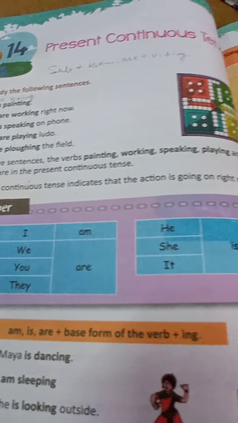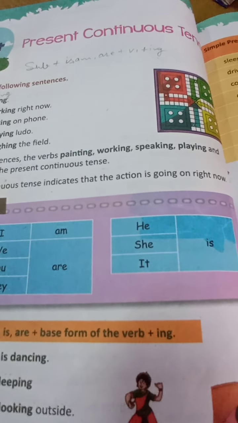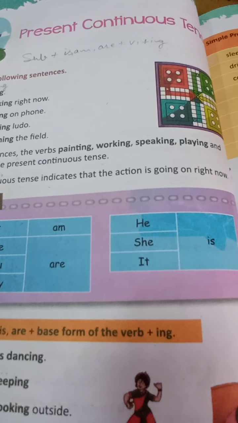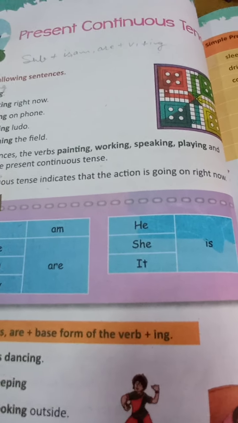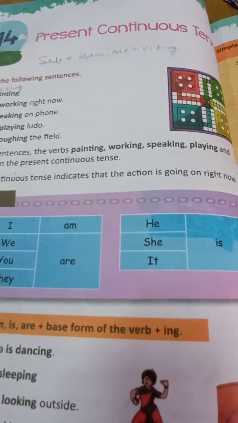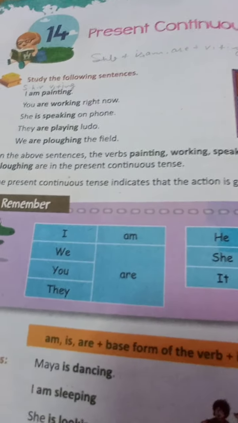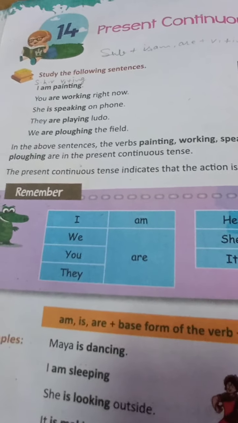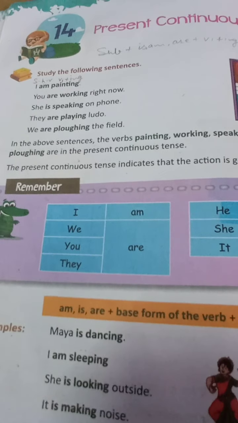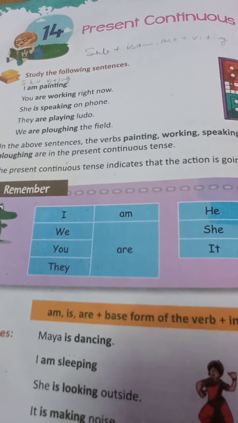The present continuous tense indicates the action that is going on right now. जो action अब हो रहा है. We are speaking and side by side action is going on. That is called present continuous tense.